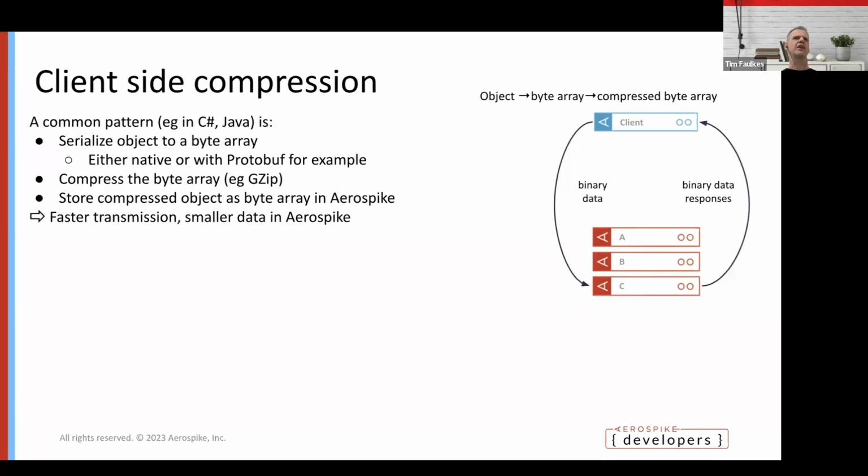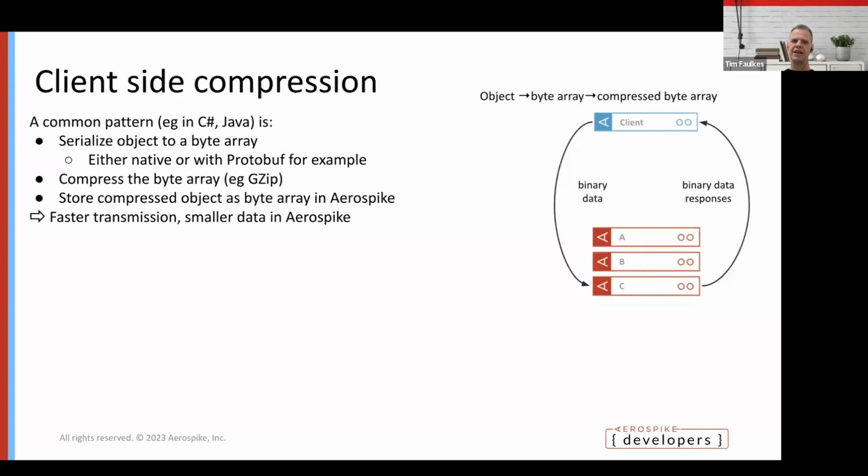So if they're using Java, they might use a binary formatter or binary serializer to turn it into a byte array. They might use something like protobuf, and protobuf is a bit more language agnostic. Once they've got it as a byte array, they're going to go and compress it using gzip or some other form of compression algorithm, and then they're going to store it as an object in Aerospike. So Aerospike sees it as binary data.